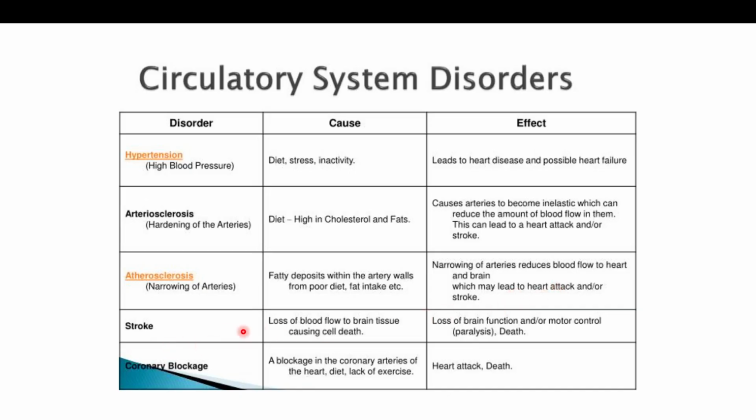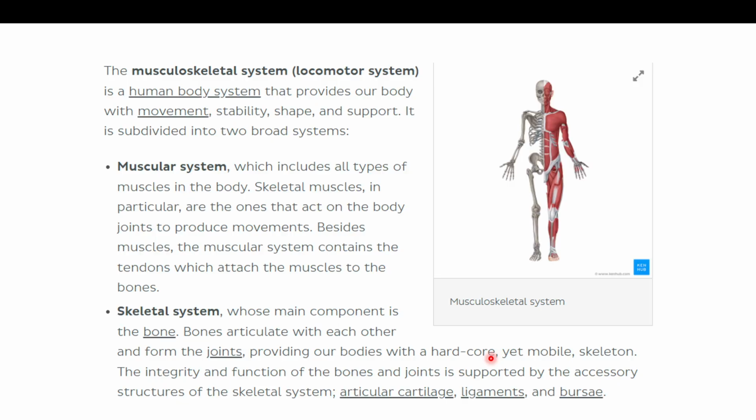Now, when we talk about stroke, it is loss of blood flow to the brain tissue causing cell death, and the effect can be loss of brain function or loss of motor control, eventually leading to paralysis, or in extreme cases it can lead to death. There can be coronary blockage as well, a blockage in the coronary arteries of the heart. The immediate effect can be heart attack or death.